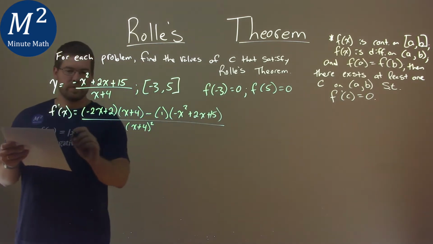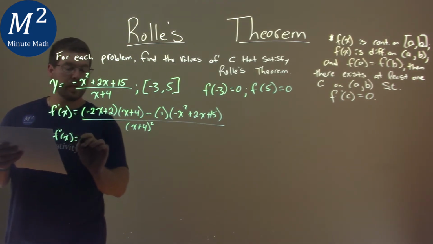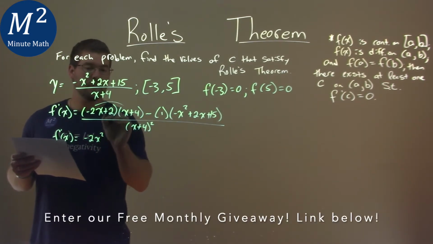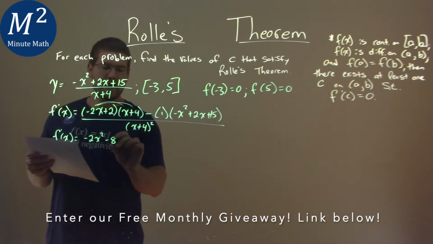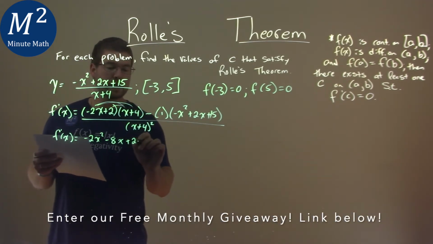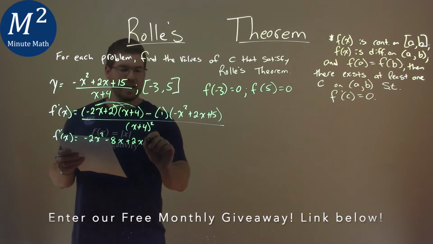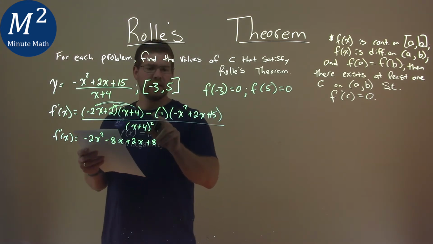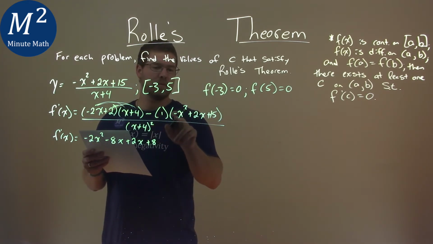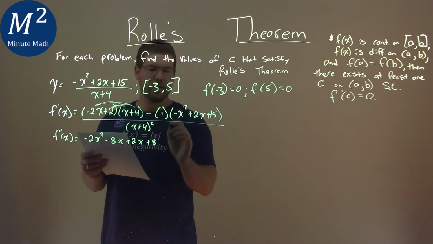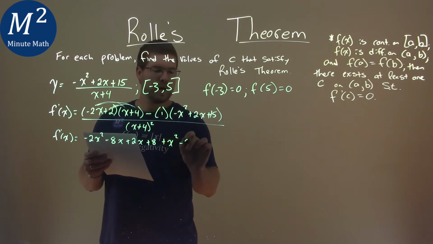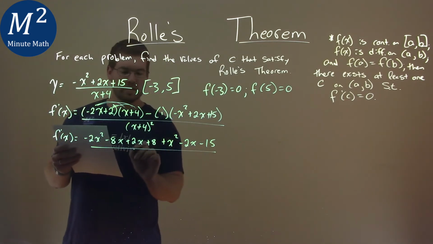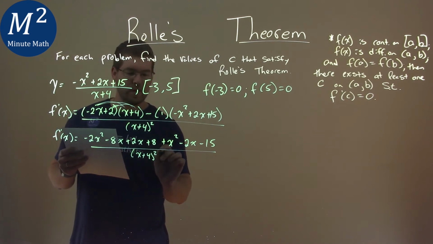So from here, we need to simplify this out a little bit. F prime of x is equal to, let's multiply it out, negative 2x times x is negative 2x squared. Negative 2x times 4 is a negative 8x, 2 times x is a 2x, and 2 times a 4 is an 8. So far, so good, right, with my notes? And we're good. The negative times 1 doesn't really matter here, so we basically change the signs, distributing throughout. We have positive x squared, a minus 2x, and a minus 15. I got them all there. Denominator stays the same, x plus 4, all squared.